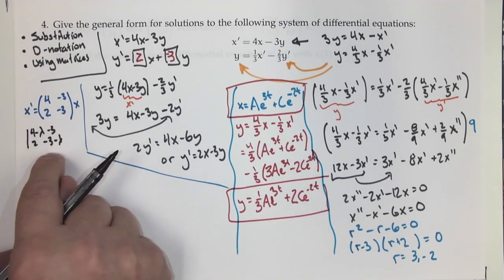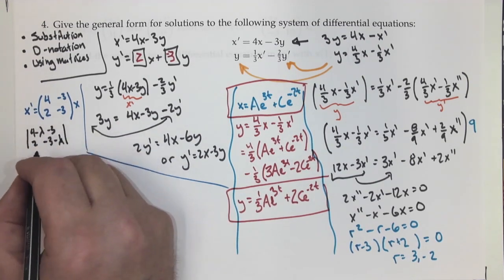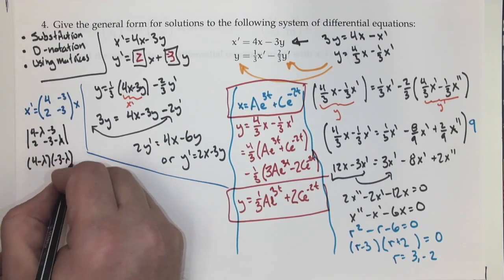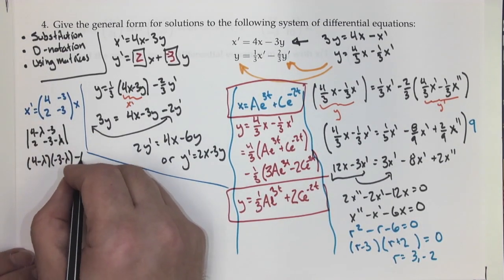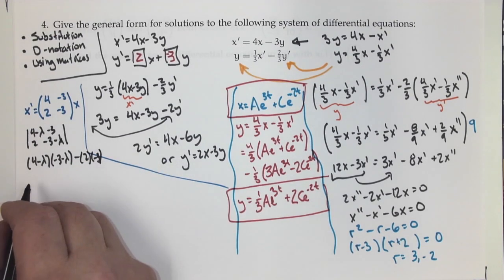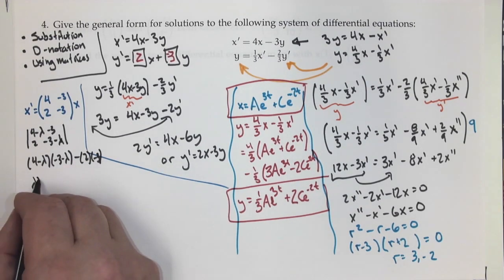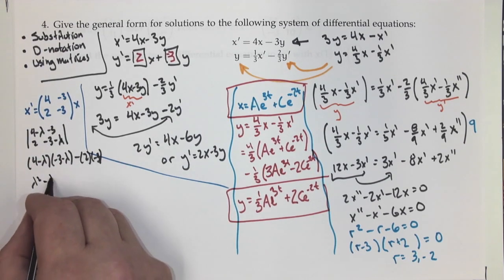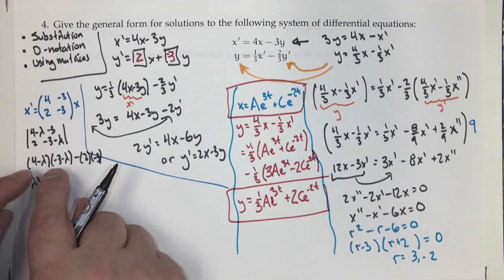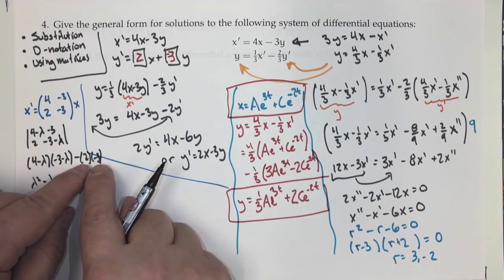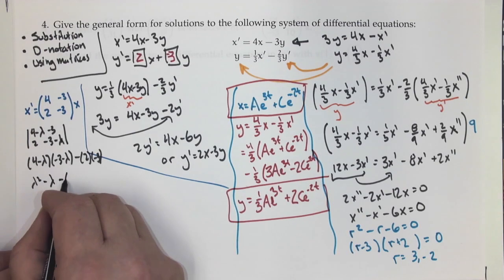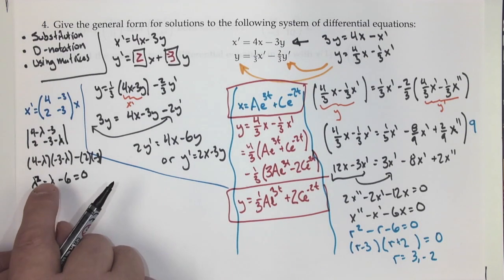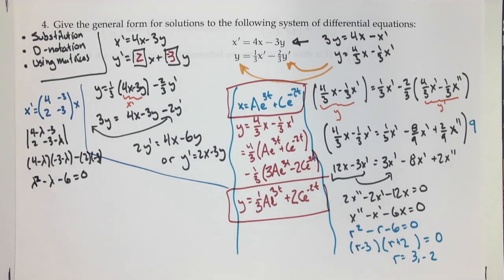So we take our matrix minus lambda I. And so that would be 4 minus lambda times minus 3 minus lambda, multiplying on the diagonal. Subtract 2 times negative 3. We'll get lambda squared. And then we're going to get minus 4 lambda plus 3 lambda. So that's minus lambda. And then we're going to get minus 12 and a plus 6, which is a minus 6 equals 0. So we get lambda squared minus lambda minus 6 equals 0. Does that sound familiar?